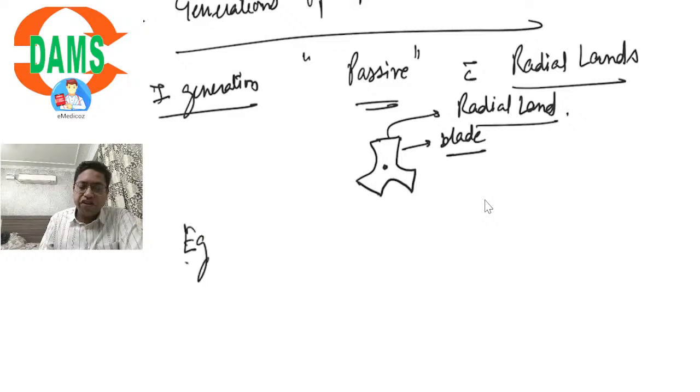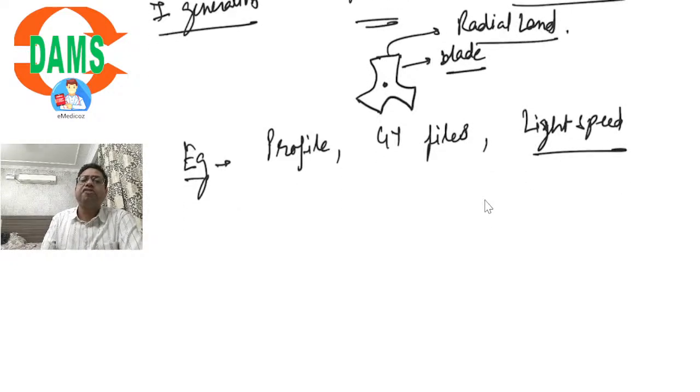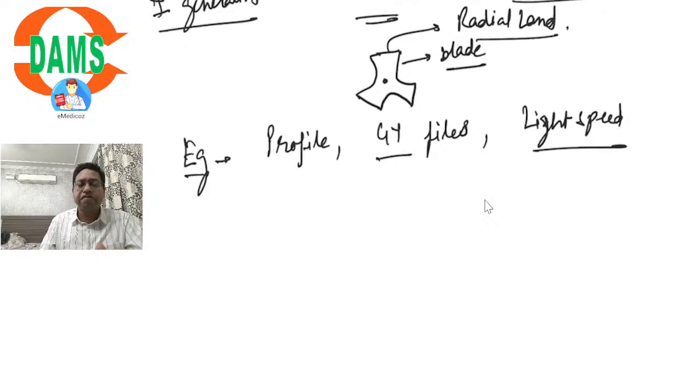Examples of first generation nickel titanium instruments are ProFile, GT files, and LightSpeed. GT stands for greater taper files. Three prominent examples of the first generation of nickel titanium instruments, which were passive, having radial lands. Now, what is passive? What is radial land? I have told you.